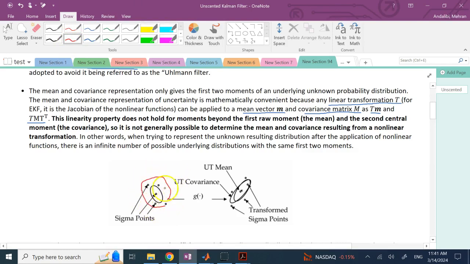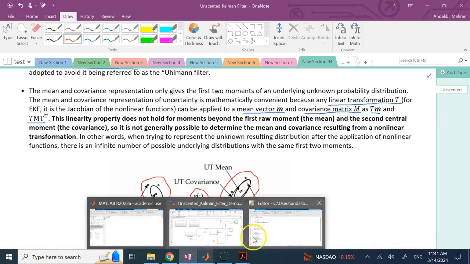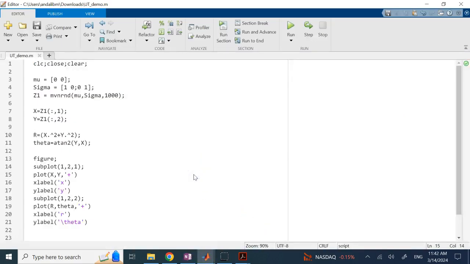First of all, there is no guarantee that when I pass this Gaussian distribution through this nonlinear function, the resulting distribution is still Gaussian. It's not the case. Now, to show that to you, here I wrote this simple code in MATLAB.